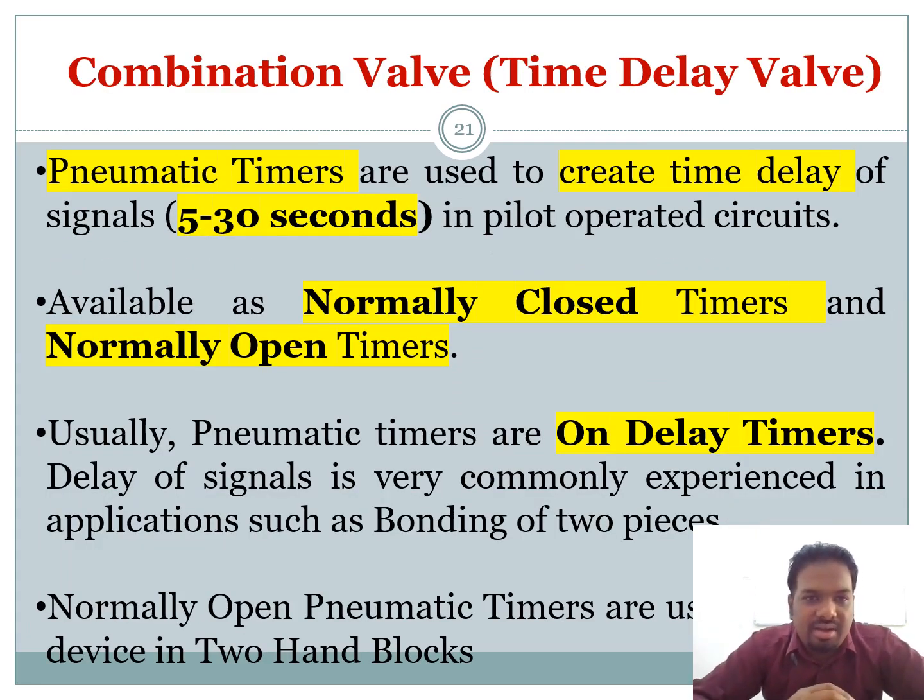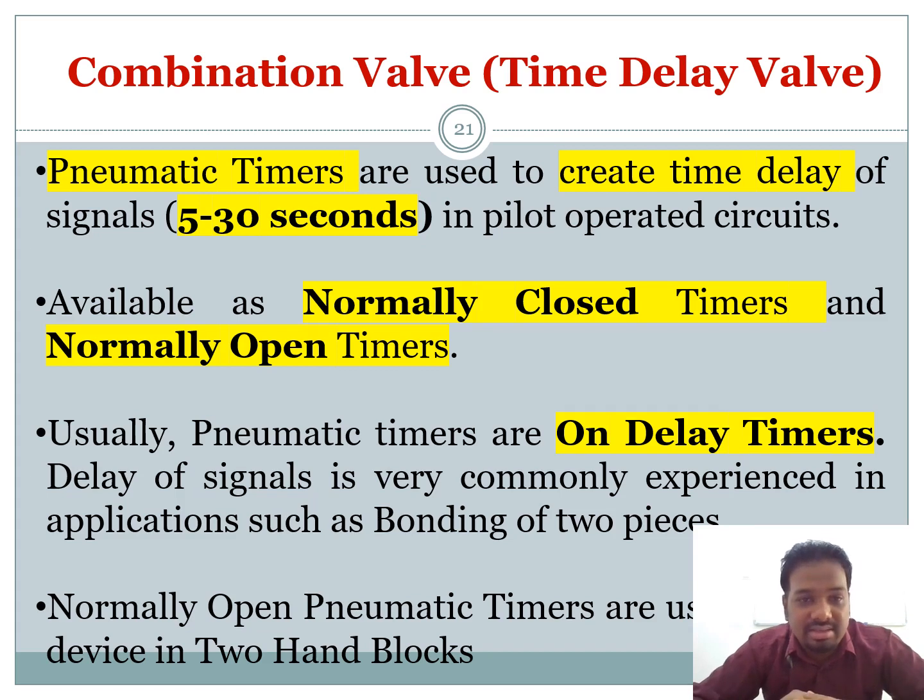The final one is called a combination valve, or we call it a time delay valve. A time delay valve is practically like a timer. So what will the timer do? It will only start the system after a certain time. It will create a time delay, 5 to 30 seconds. Once you press the push button, it will wait 5 to 30 seconds before it starts.